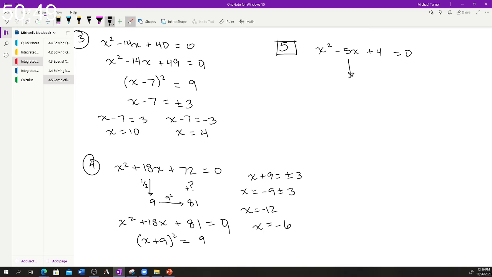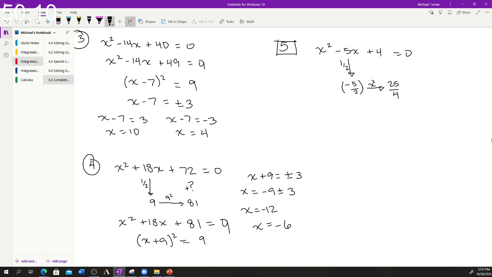So just like we did in number 4, the value I want there is to take half of the b term, so half of negative 5 is negative 5 over 2. And you can write it as a decimal or as a fraction, whatever you're more comfortable with. I typically do fractions. Then we're going to square that term. So remember, if you're squaring a fraction, square the top, square the bottom. So I want a 25 over 4 there. So I need to go from 4 to 25 over 4.